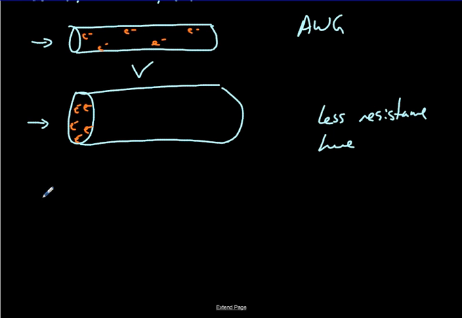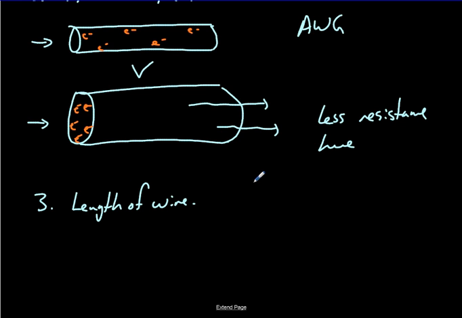Yes, exactly. And then the third one is length, length of wire. Obviously, the more length that the current has to be pushed through, the more overall resistance you're going to have. So we could say then, if we want to write this down, resistance is proportional to the length, and resistance is inversely proportional to the area. Larger area, lower resistance, longer length, higher resistance.